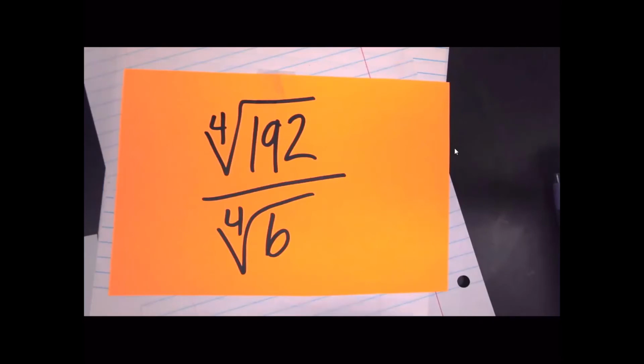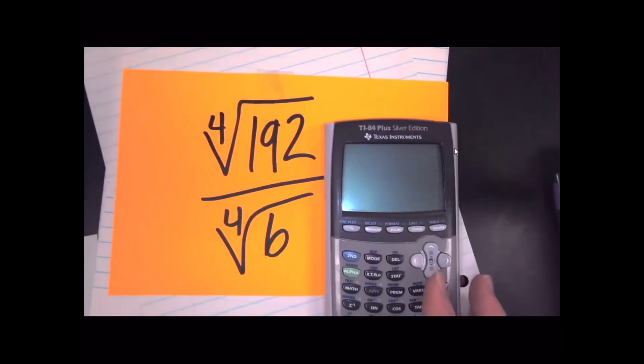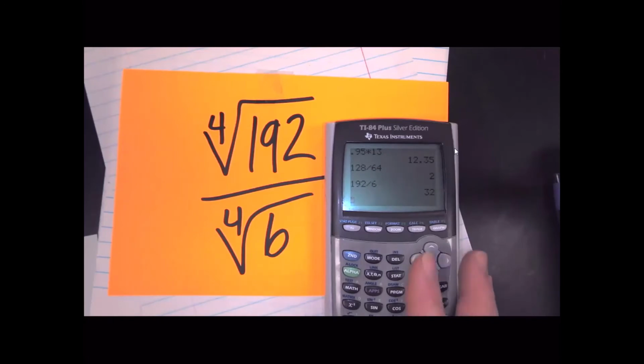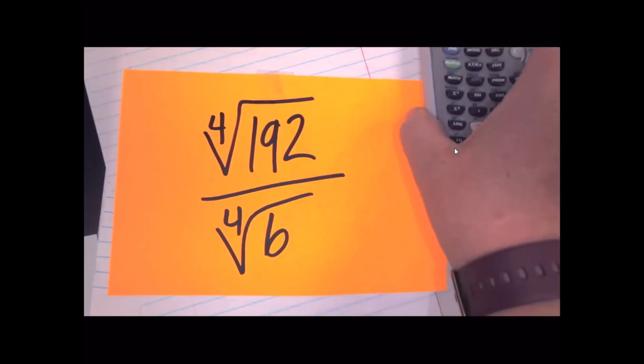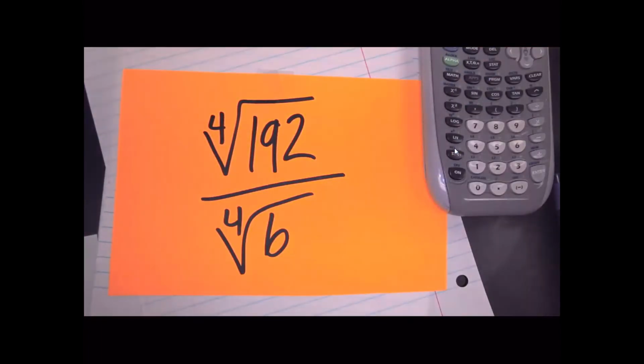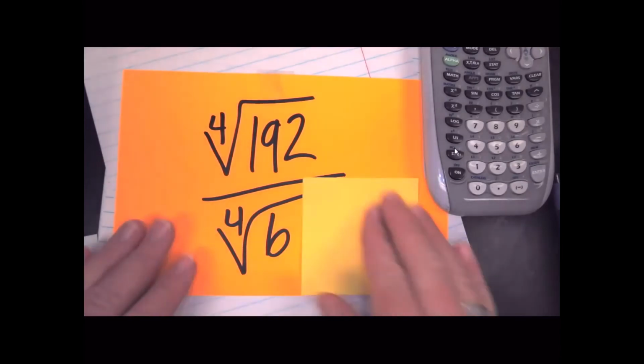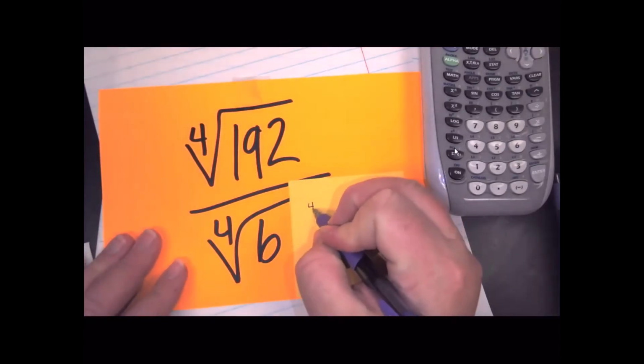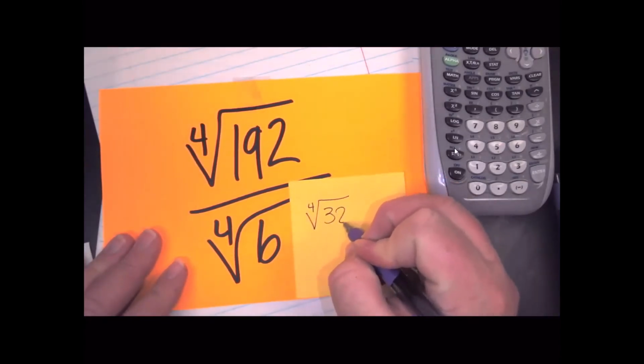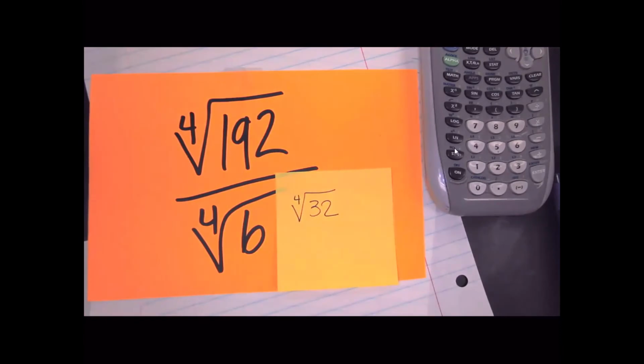The first thing I'm going to check is, can I divide those? Is 192 divisible by 6? Oh, it is. It can be reduced or divided, so it gets 32. So the fourth root of 192 over the fourth root of 6, when you divide it, you get the fourth root of 32. And now take it from there.